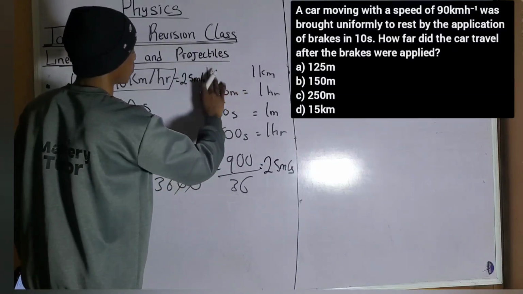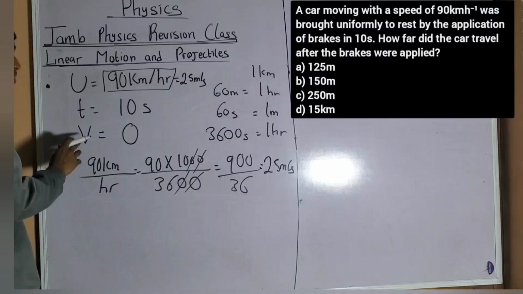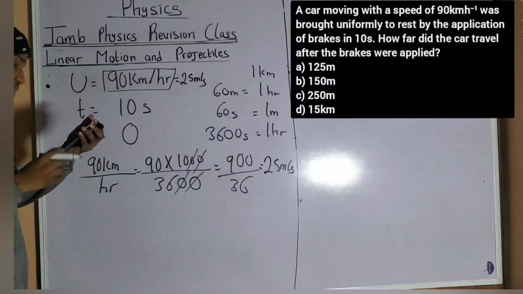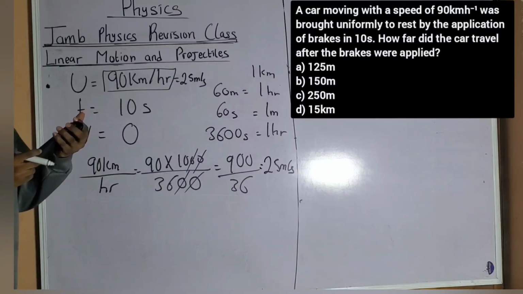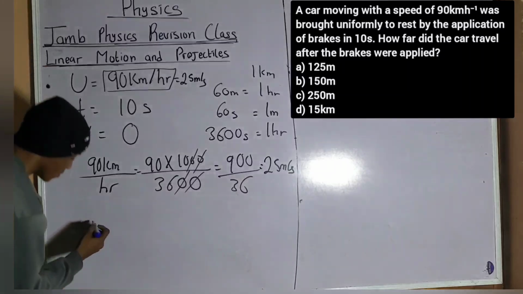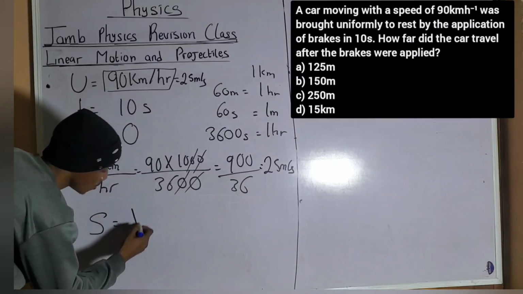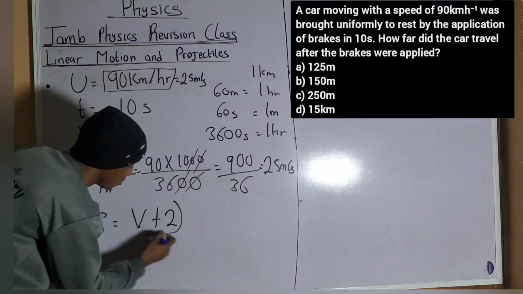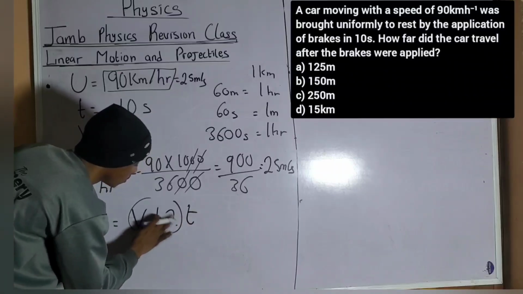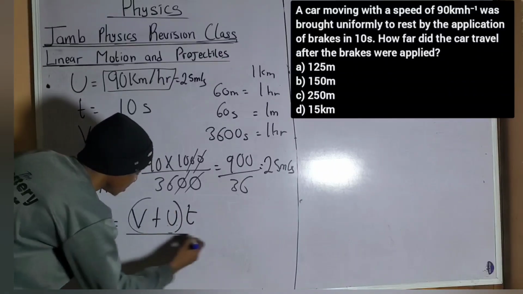Okay. So now with respect to the information that we're given, we're asked to calculate how far. That is the distance. So we're going to make use of this formula. Distance is equal to v plus u multiplied by t, all over 2.